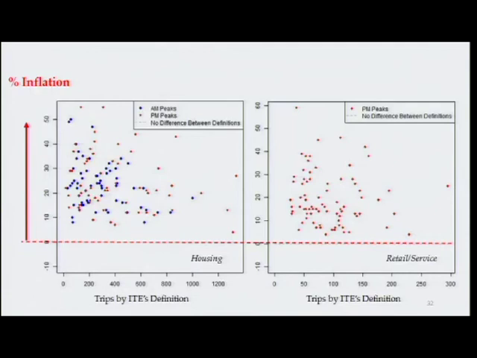And this inflation varies from 4% to 60% for these two land uses, which means that the data that we're using is 4 to 60% higher than the actual average peak hour. The average of all of this error, of all this inflation, is 20 to 25%, which means that if you're using the average peak hour as defined by ITE, that's going to be on average 20 to 25% higher than a true average of averages.